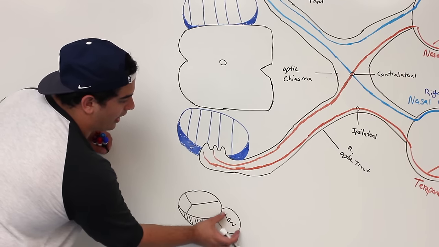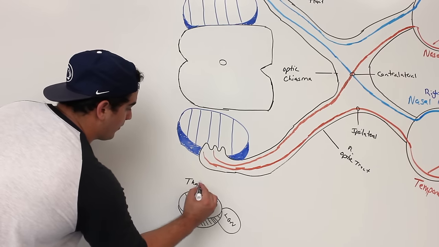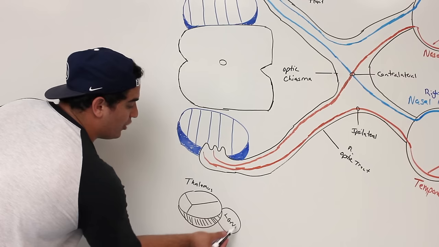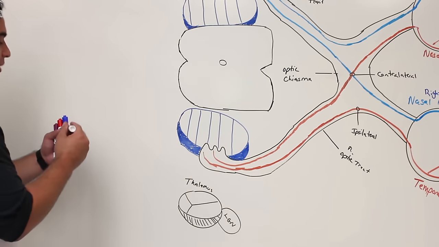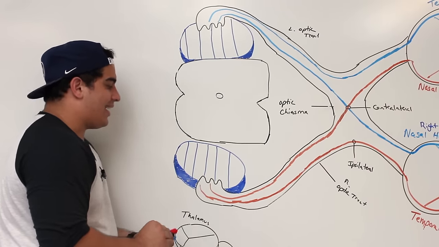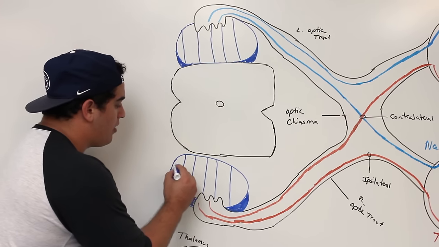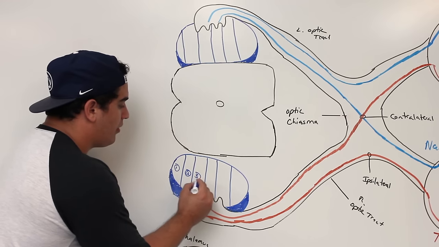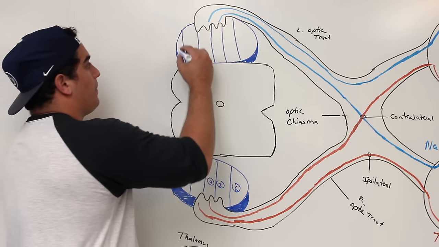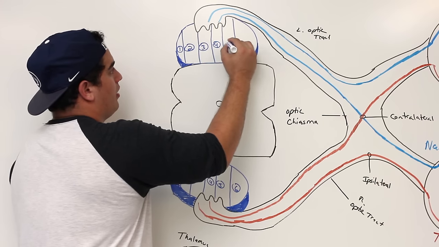What I'm doing is I'm taking the lateral geniculate nucleus and just zooming in on it, okay? So this right here is the thalamus. But a special nucleus of the thalamus is called the lateral geniculate nucleus. So that we're clear, this is the lateral geniculate nucleus. It has a total of six layers. So we'll layer this 1, 2, 3, 4, 5, 6, and the same thing over here. 1, 2, 3, 4, 5, 6.